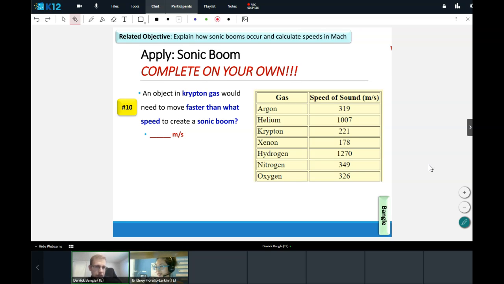So it is an object in krypton gas. It would need to move faster than what speed to create a sonic boom? So that is the question. Determine your answer from the table. And raise your hand for this last question when you are finished.